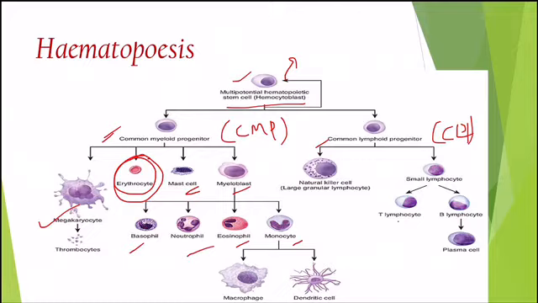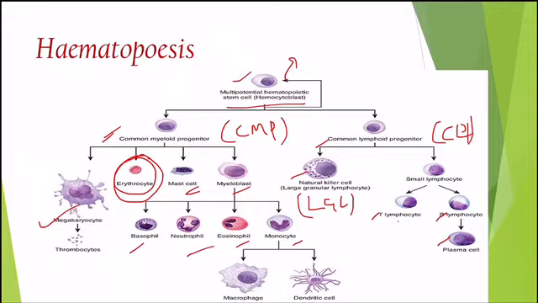Now coming to the common lymphoid progenitor, that is CLP. It produces lymphocytes and natural killer cells. They are also called LGL, large granular lymphocytes. The small lymphocytes are categorized into T lymphocytes and B lymphocytes based on their surface markers. These B lymphocytes will be transformed into plasma cells after coming in contact with the antigen and release the antibodies specific to a particular epitope.